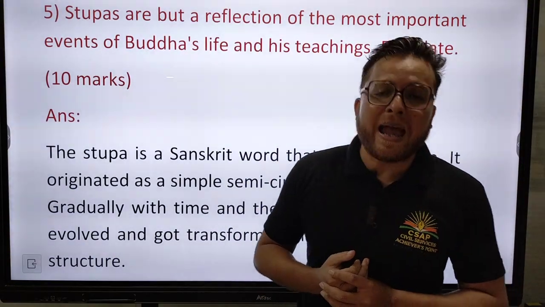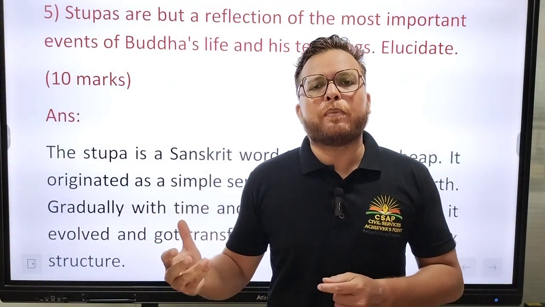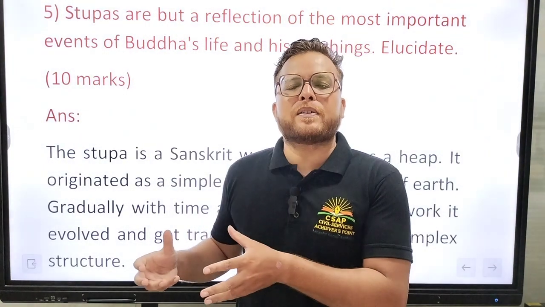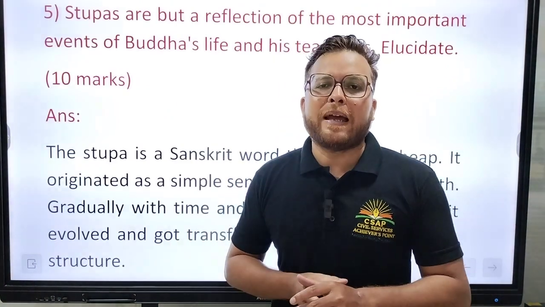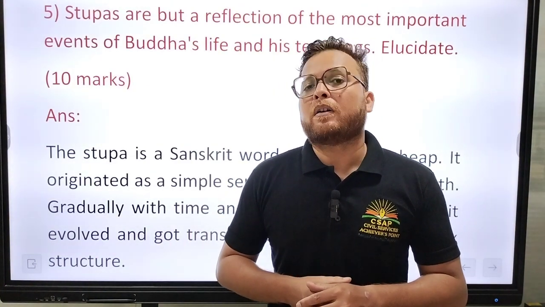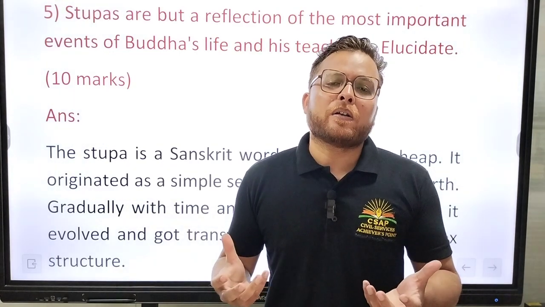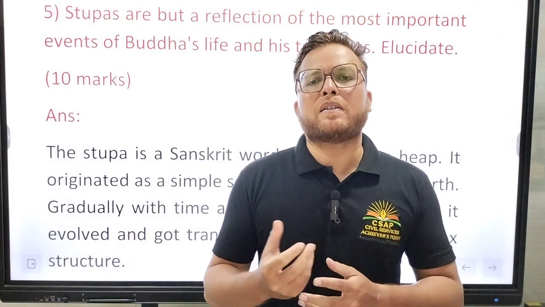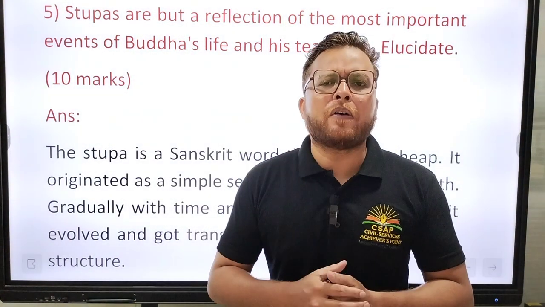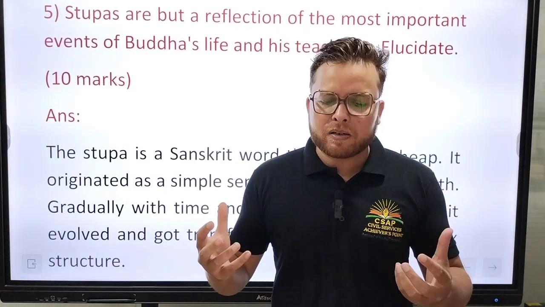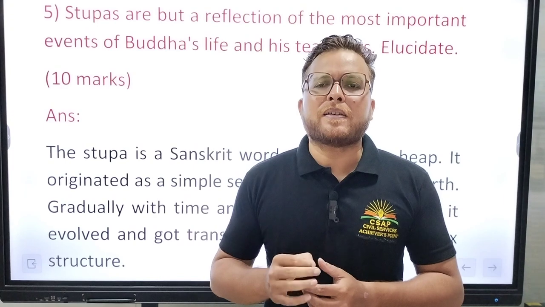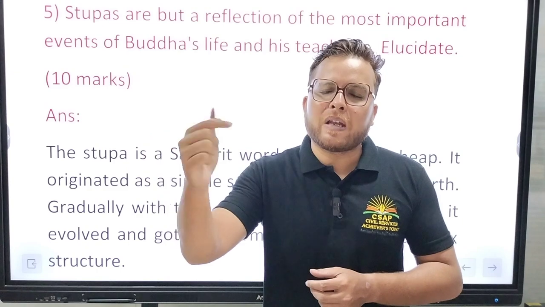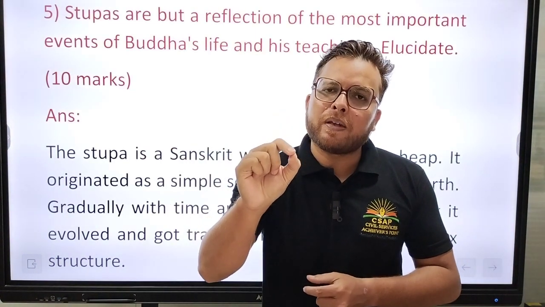Other than that, if you talk about an aniconic phase of Buddhism, that phase when Buddha was not represented in the form of a figure, he was rather represented in the form of symbols. Now, if you talk about that phase, the Mahastupa at Sanchi is a very good example of the aniconic phase of Buddhism. You will find many symbols which have been used to indicate Buddha. Since they were not allowed to indicate Buddha, those symbols were used in the place of Buddha.